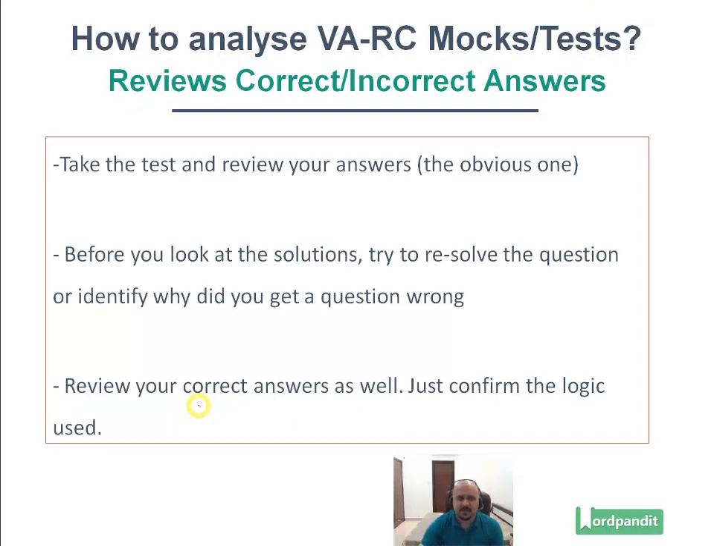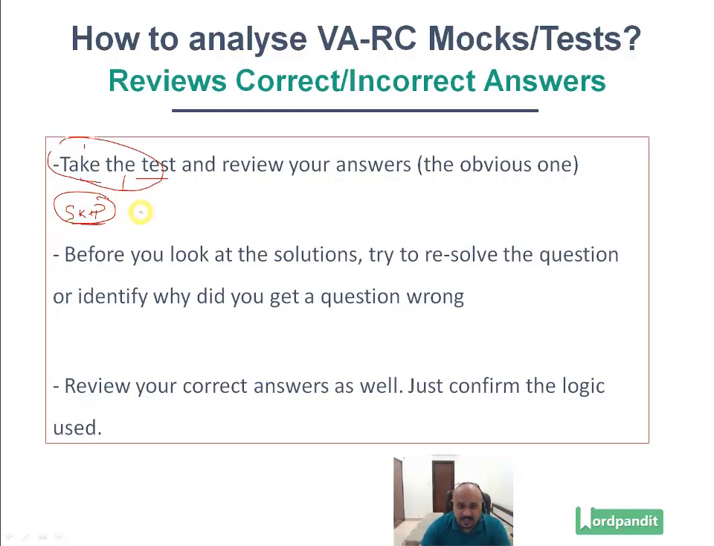The first step for the analysis process is you obviously need to take the test. Without taking the test, you can't analyze it. And why do I stress this here? A lot of you would think that this is a silly point, but the important thing to remember is a lot of us skip tests. We are not regular with tests. We skip them. We think that we're going to start next week. So in case you're one of these students, please don't do that.